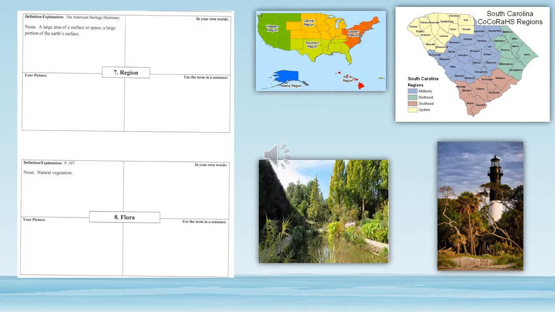And then our next word is flora. That's just our vegetation. Now, the first picture shows vegetation like what we see in our area: pine trees, creeks, really green vegetation. And the next picture shows vegetation that we see around the coastal area, the palmetto trees and lots more, but sandy soil.